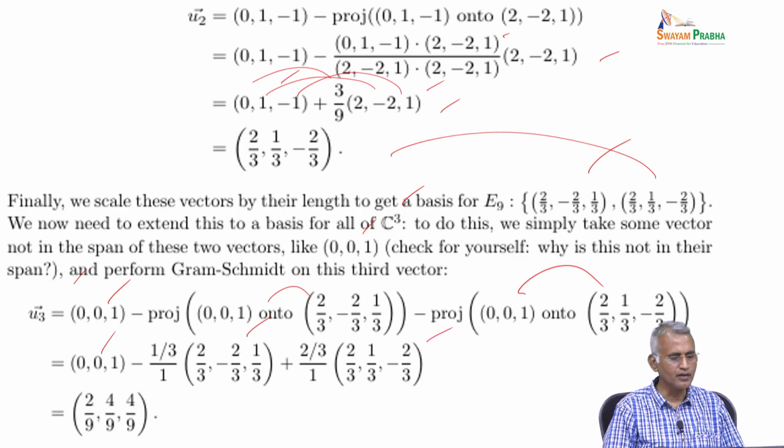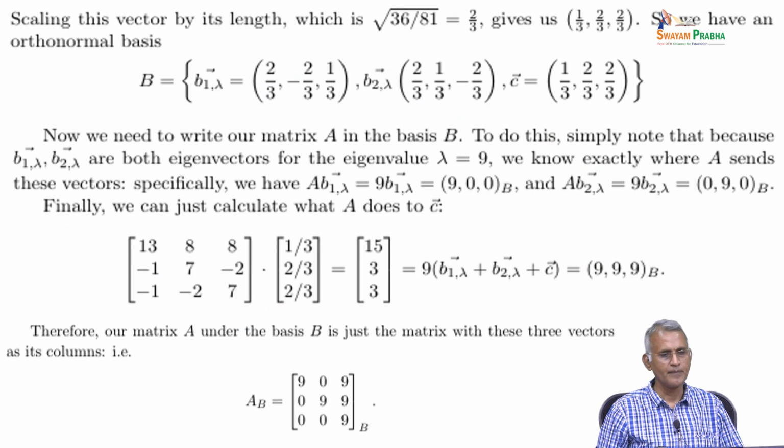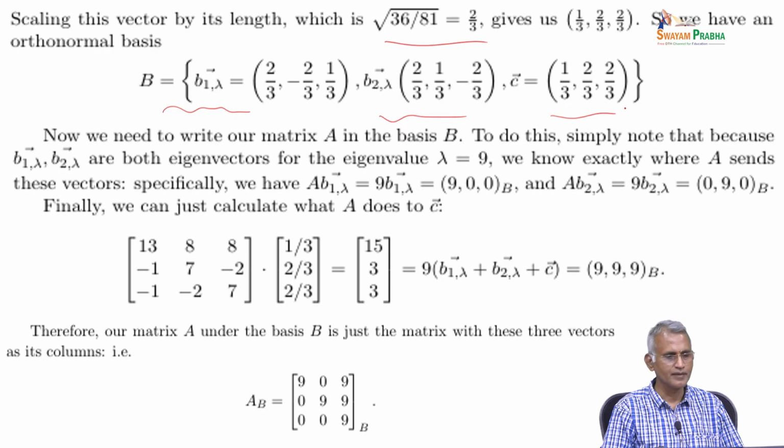Simply add the corresponding entries, so we get u3 equal to 2 by 9, 4 by 9 and 4 by 9. Now, scaling this vector by its length, the root of 36 by 81 equals 2 by 3, and this gives the corresponding vector 1 by 3, 2 by 3, 2 by 3. So, we have an orthonormal basis: B1 lambda, B2 lambda, and C.